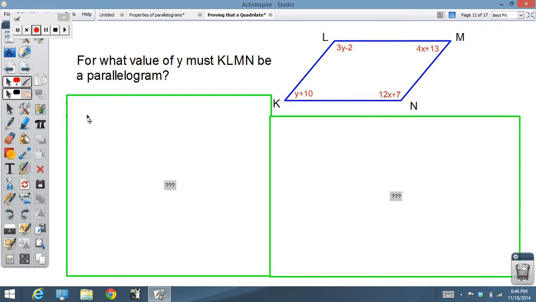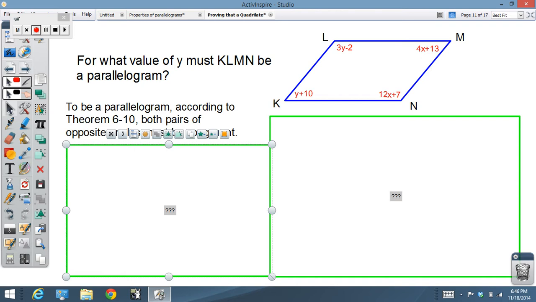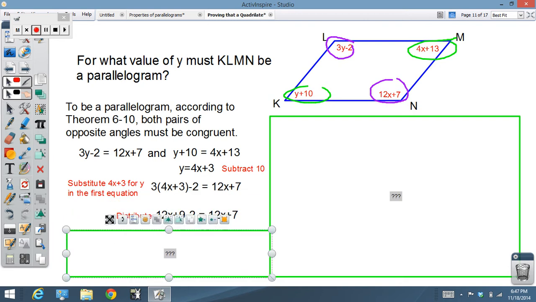All right, so my original thought was to use Theorem 6.10: both pairs of opposite angles must be congruent. So I thought, well, here we go, I know how to do this. Both pairs of opposite angles, this must equal this, and this must equal this by Theorem 6.10. So I figured, all right, we're ready to go. Let's continue on. We got a system of equations. This one looked like it was easy to get y by itself, so I could do substitution. Then I did the substitution, and I got right there.